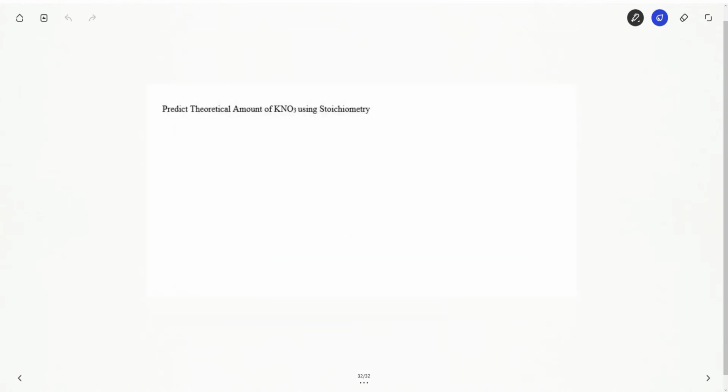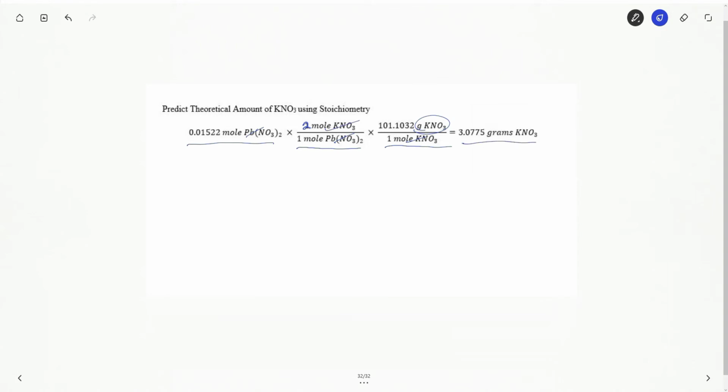Let's predict what our theoretical yield is using our stoichiometry. So you can see I have started with my moles of my limiting reagent, my lead 2 nitrate. I am going to use my mole ratio to switch from lead 2 nitrate to potassium nitrate. And once again, that should be a 2. Apparently I can't type in 2s anymore. That should be a 2. And finally, I am going to convert from my moles of potassium nitrate to my grams of potassium nitrate using the molar mass. Here are the grams of potassium nitrate that I should form if I run this reaction.